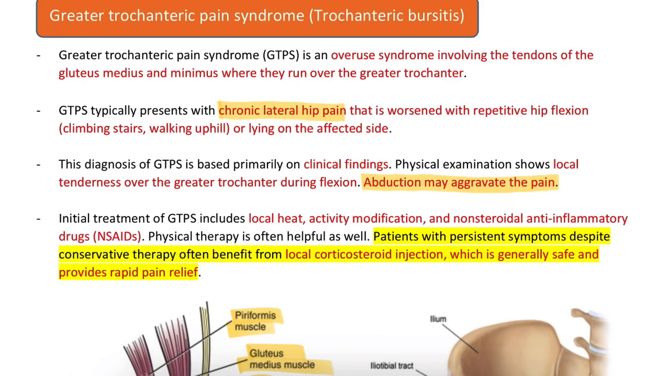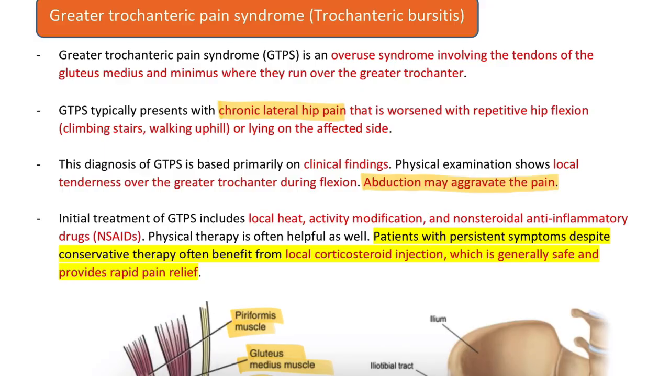In treatment, what can we do in greater trochanteric pain syndrome? Local heat, activity modification, NSAIDs and physiotherapy. In severe cases we can use corticosteroid injections, which help if symptoms persist.